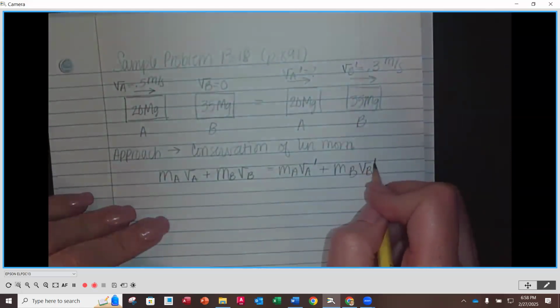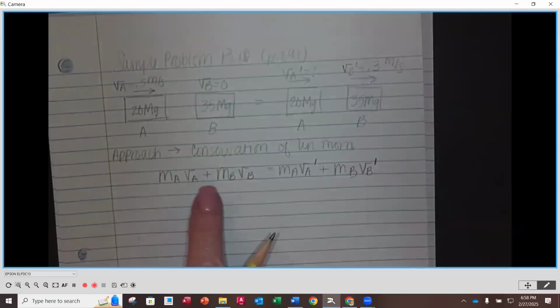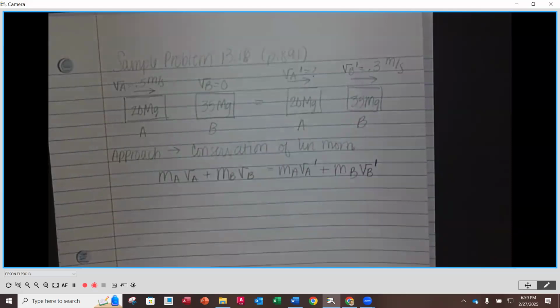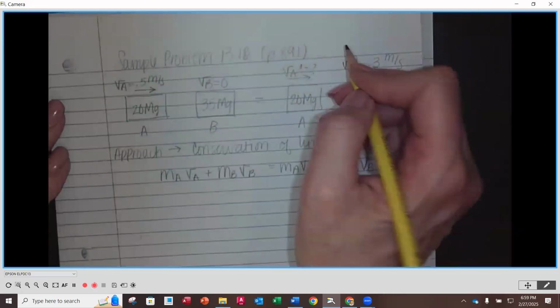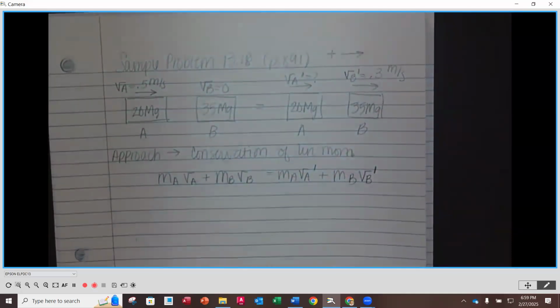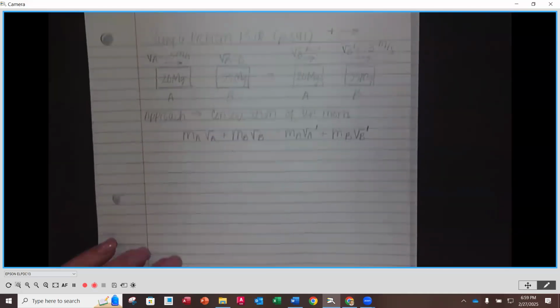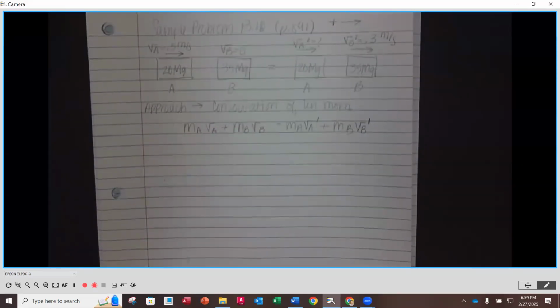times VB prime. Now, I am able to put a positive value in front of each of these because everything is going to the right. So I am simply going to add my little convention up here so that we know everything going to the right is positive. If something would be going in the opposite direction, then we would be subtracting it off, okay? Because momentum is a vector quantity. So the positive and negative is going to be direction.